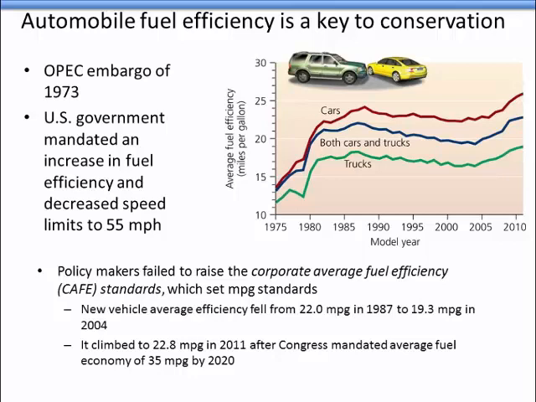provided Israel during the Arab-Israeli Yom Kippur War. In response to this embargo, the U.S. government tried to reduce gasoline use by mandating an increase in fuel efficiency and decreasing speed limits to 55 miles per hour. These measures worked, reducing our dependency on foreign oil and our greenhouse gas emissions.